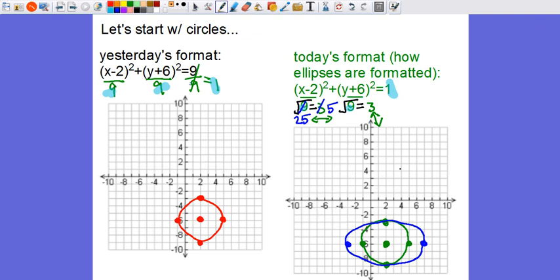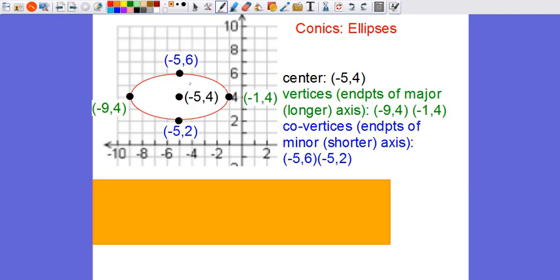Now if you look over here, here's just some basic vocabulary. Your center here is negative 5, 4 in black. Your vertices are what's on your major axis. This is called the major axis because it's the longer axis. This is called the minor axis because it's the shorter axis. So in this case, your major axis is horizontal and your minor axis is vertical.